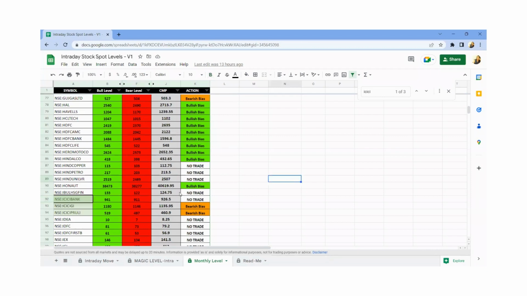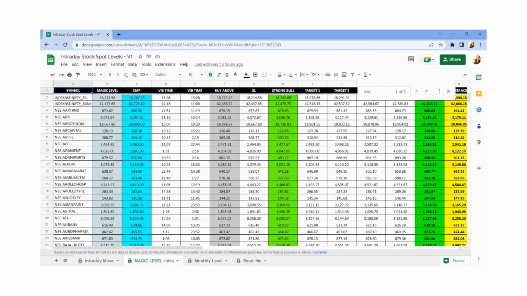This is the monthly level. This is the positional monthly level that you trade based on the stock sheet. Apart from this, there are also other components to the stock sheet. Apart from the monthly levels, you also have the intraday levels, for Nifty, Bank Nifty, and all the FNO stocks. As you're all aware, the magic level is the stop loss for intraday trades. If it sustains above the magic level it is bullish, if it sustains below the magic level it is bearish. You have the magic levels given to you along with the vibration time. You have the buy above levels, strong bull level, and the profit booking levels.